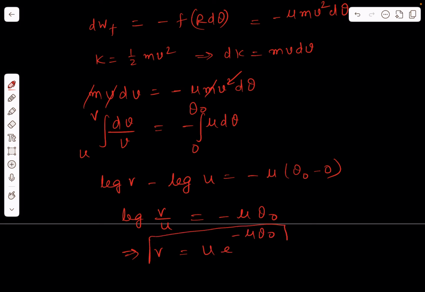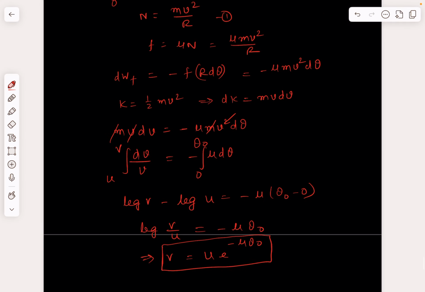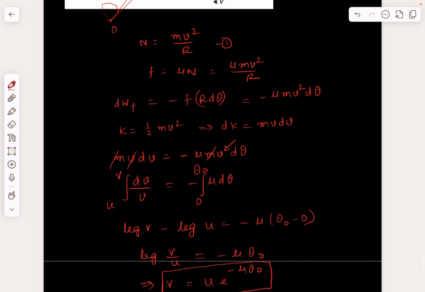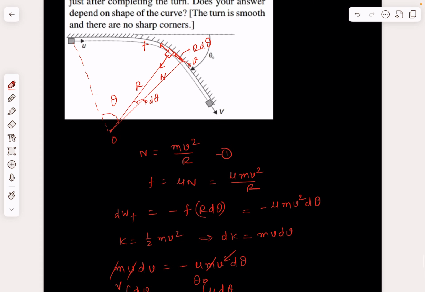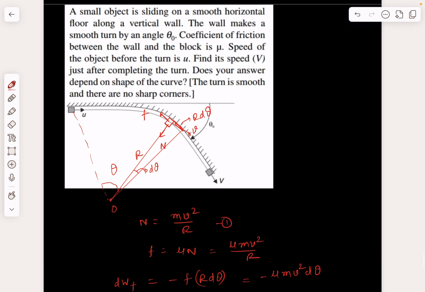So definitely it only depends on the angular displacement theta naught, and it does not depend on the path followed by the particle. So that is the answer to this problem. Hope you get it. Thank you very much.